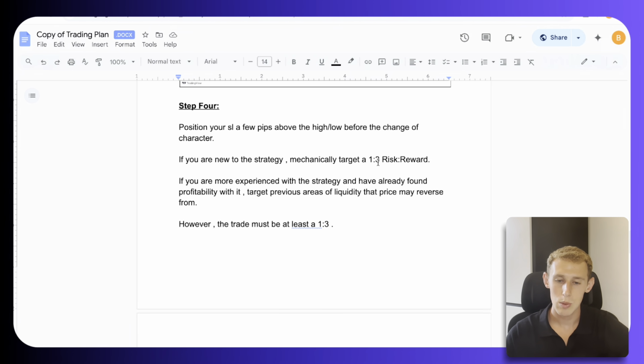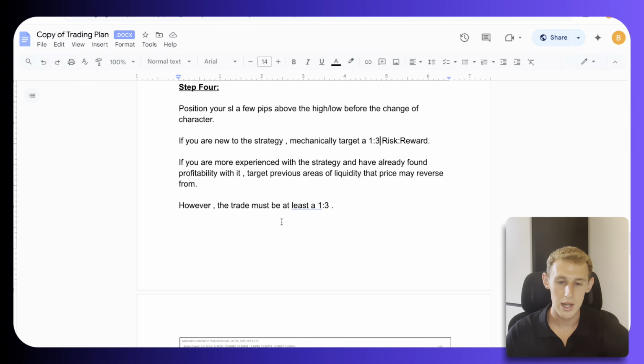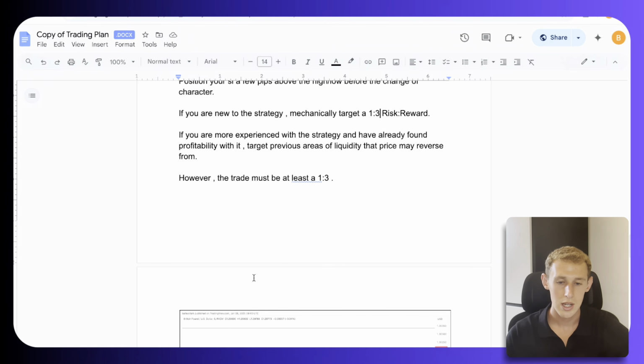The 1 to 3 as well, this isn't just plucked out of thin air, it's based on my data, and based on the data, 1 to 3 was the optimal risk to reward with this strategy. I tried 1 to 2, 1 to 4, 1 to 5, etc. 1 to 3 came out on top as the most profitable, not making break even and not taking any partials or anything like that. So it's a very simple and mechanical set and forget approach.